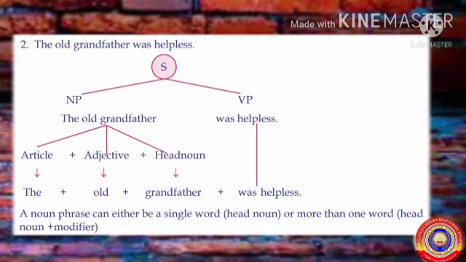The second sentence is the old grandfather was helpless. The sentence can be divided into two, the noun phrase and the verb phrase. The noun phrase is the old grandfather and the verb phrase is was helpless. Again, the noun phrase can be divided into article, adjective and head noun. The is the article, old is the adjective and grandfather is the head noun.